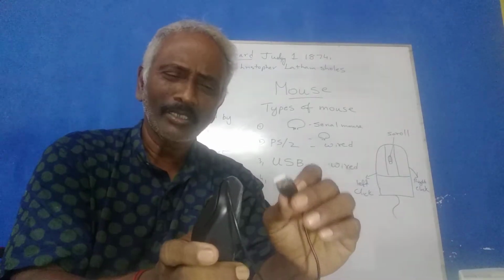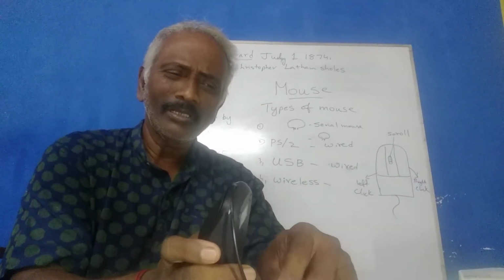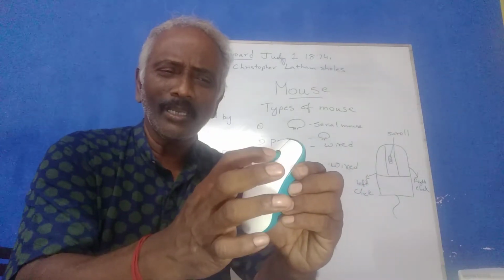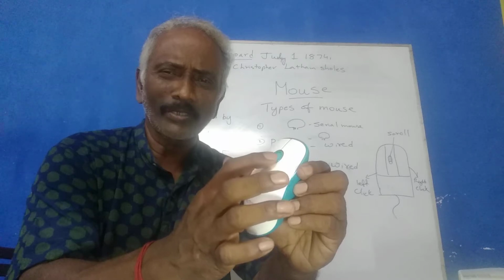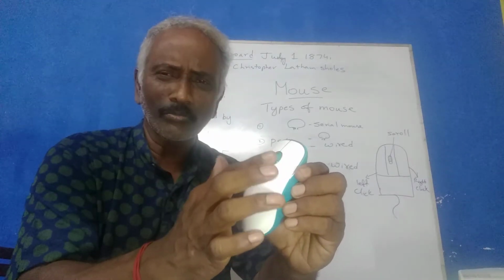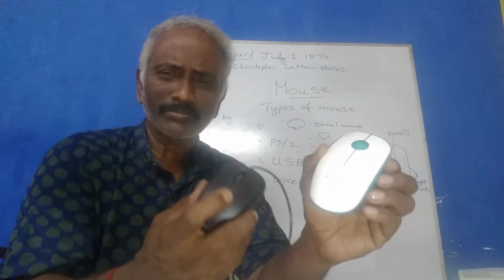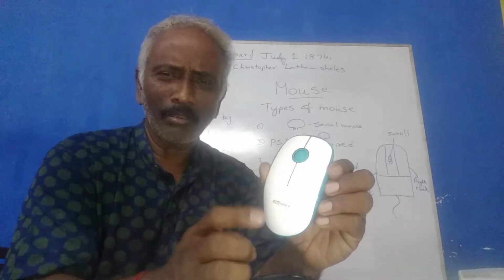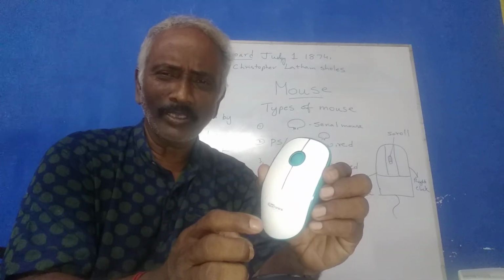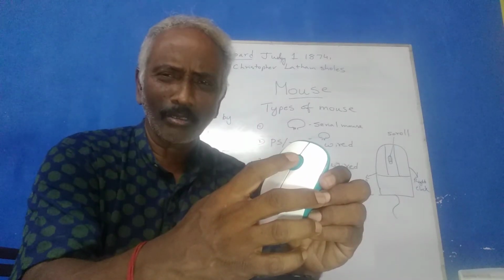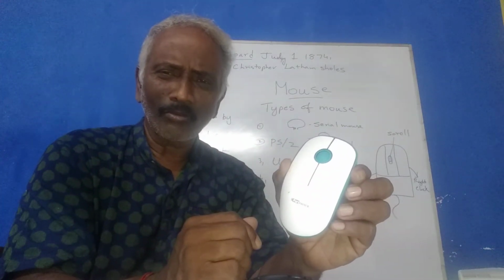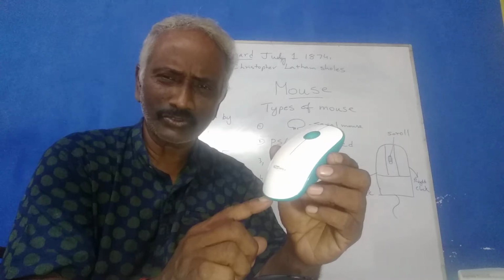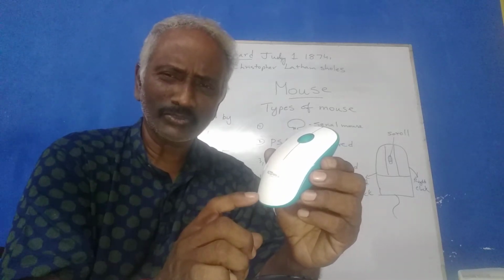Fine. Then what is the other mouse available? The same type of mouse: you have left click, right click, and a scroll button. Instead of a scroll wheel, here we have a roller ball. You can scroll through this roller ball. But see, we don't have a wire here. So it is a wireless mouse.